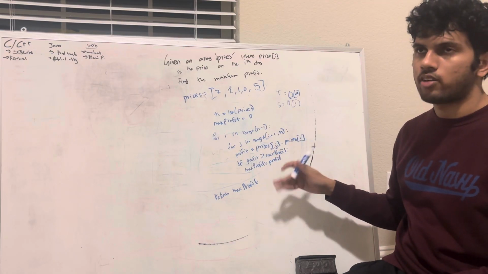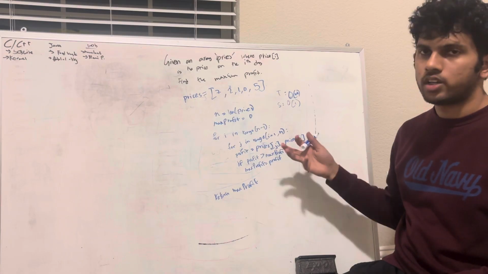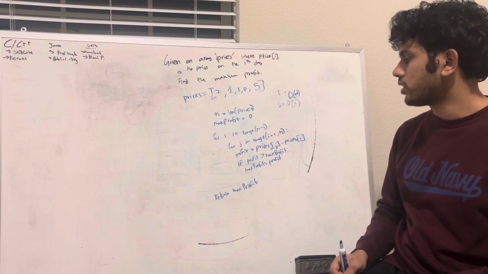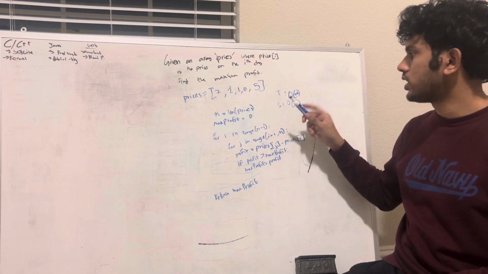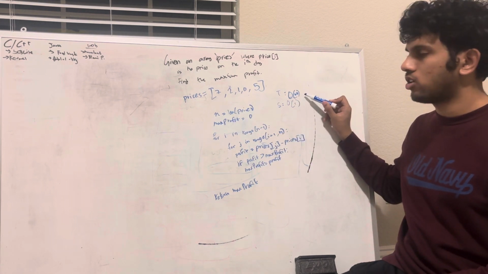This can be slow once you have a really big array of thousands or even millions of numbers. In order to optimize this, we have to convert this time complexity from O(n squared) to O(n).